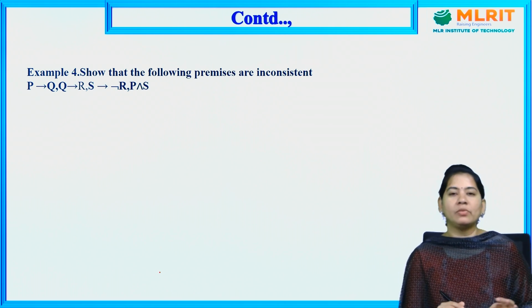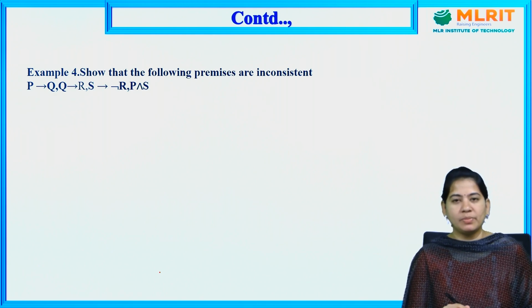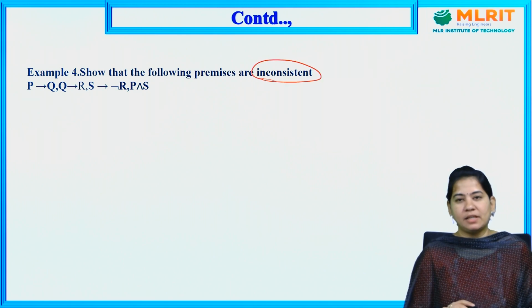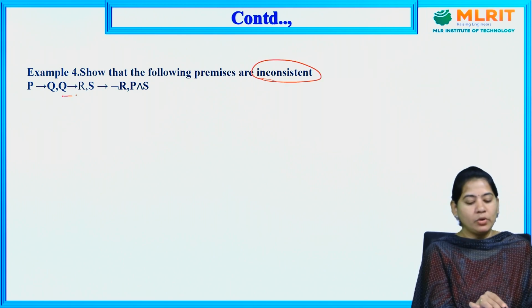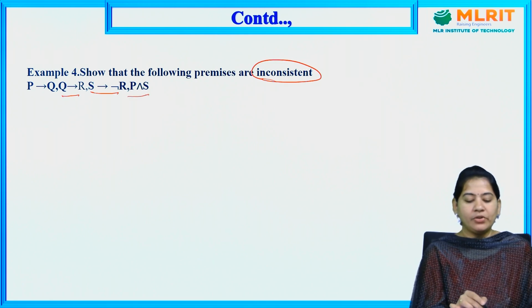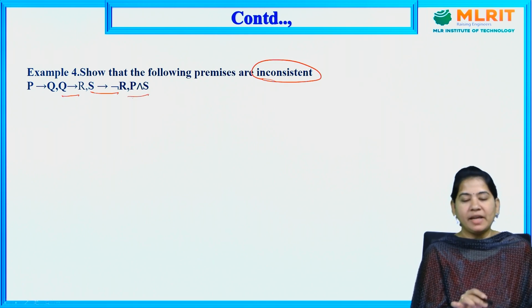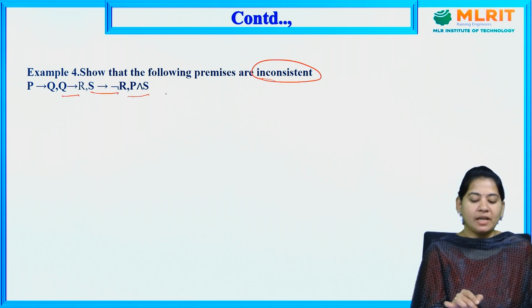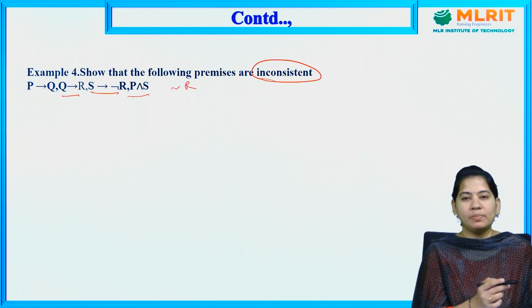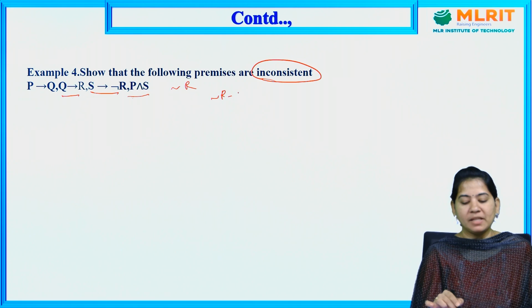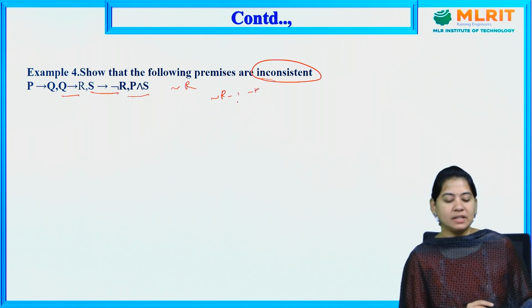So here let us solve one question on how to solve inconsistency of premises also. Show that the following premises are inconsistent. That is P implies Q, Q implies R, S implies negation R, P and S. So here if you see directly, P and S you can take it as S. S comma S implies negation R is negation R. So negation R, if you keep it aside, P implies Q, Q implies R is P implies R. So that P implies R, if you write, negation R implies negation P. So you will get negation R comma negation R implies negation P. So let us solve this here.